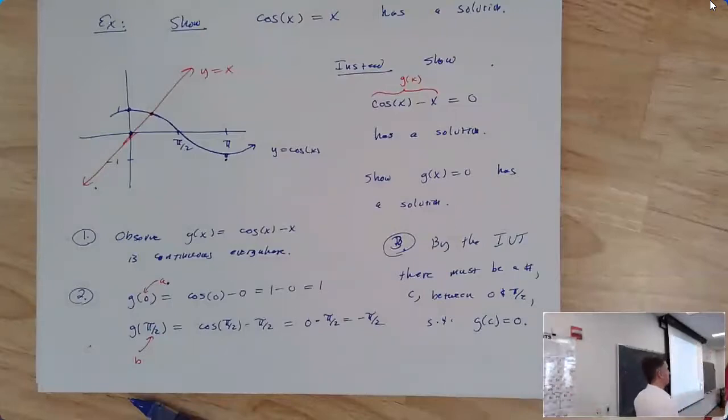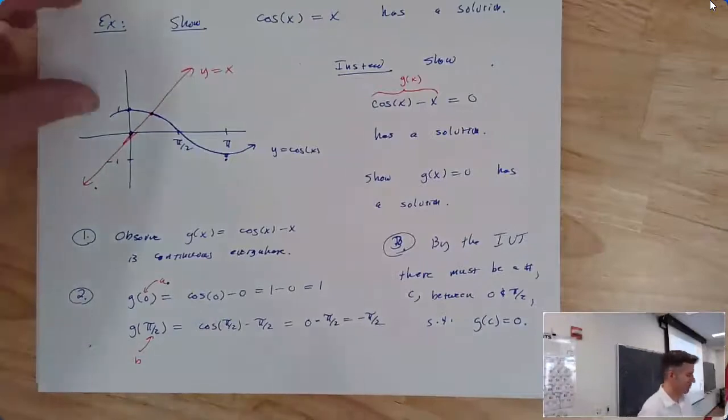And I knew that pi over 2 was a good choice for 2 reasons. 1, it's easy to find cosine of. And 2, pi over 2 is bigger than 1. It's like 1.5-ish. And cosine is never bigger than 1. So cosine minus something bigger than 1 had to have been negative. So I knew I was picking something that was going to work.